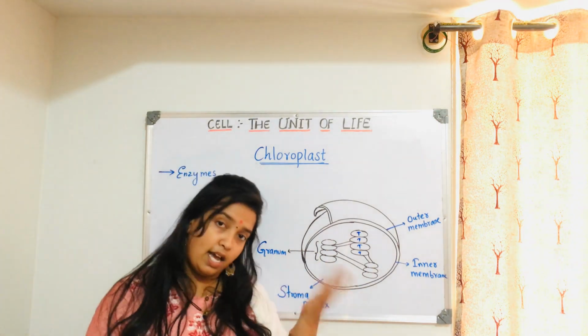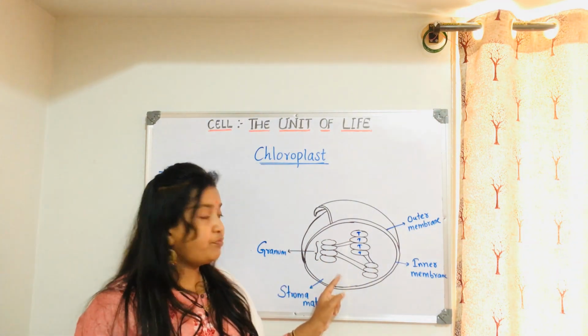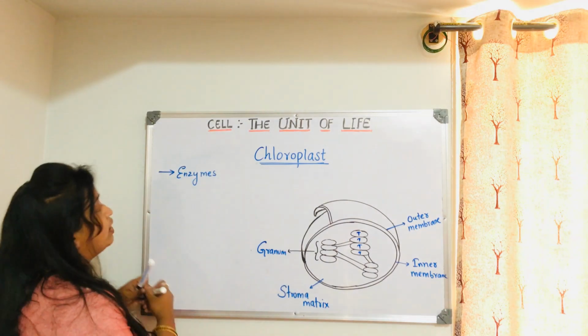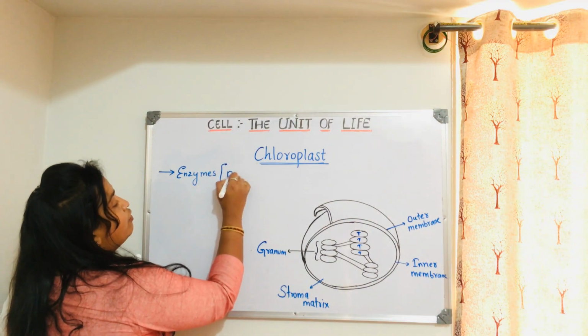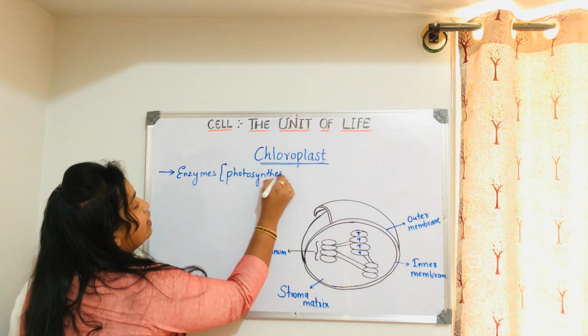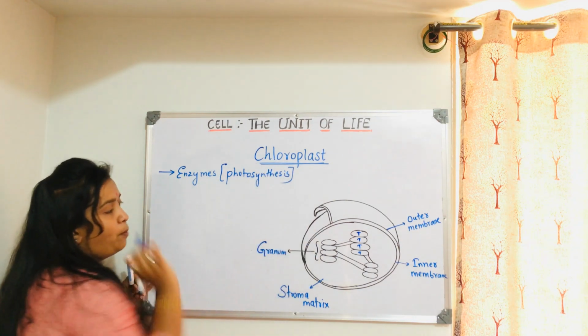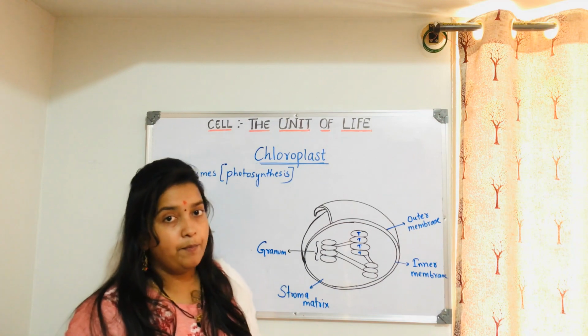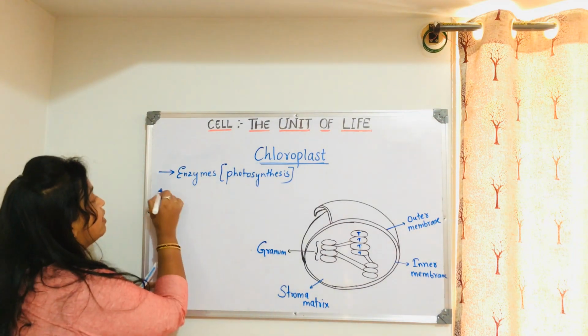We have done it in the photosynthesis chapter. So, enzymes required for what? Enzymes are important for the sake of photosynthesis. So, they are present in the stroma. Is this clear? Then what else is there?